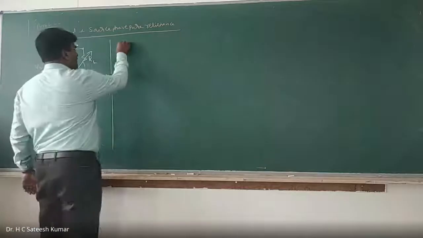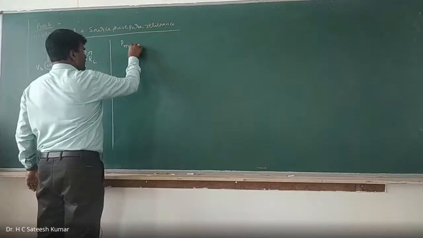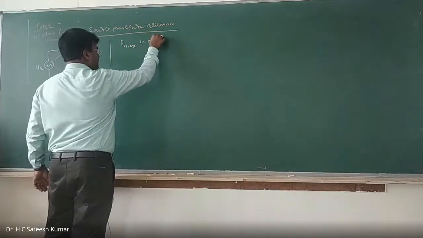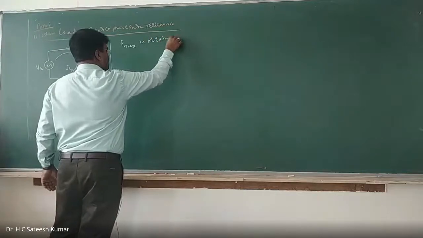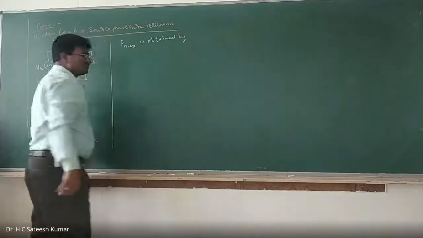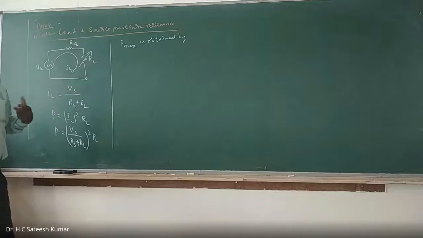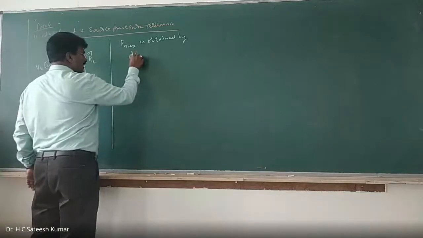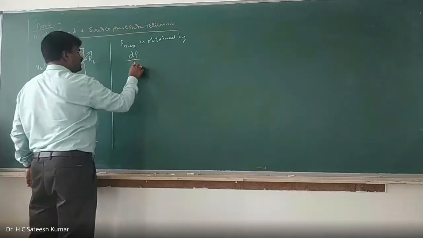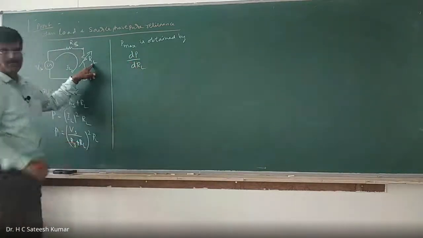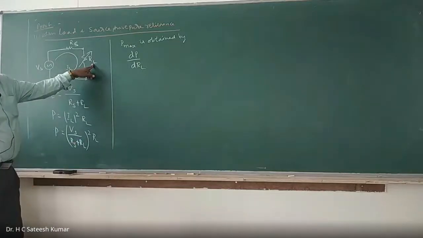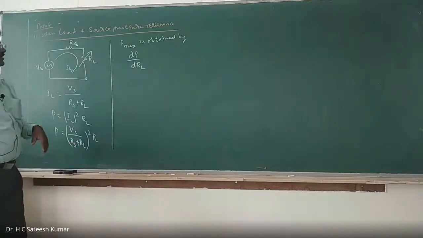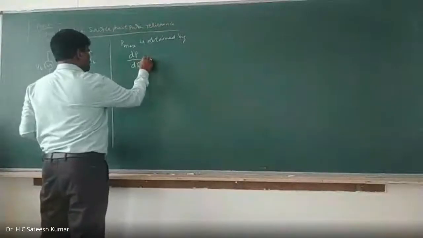Okay, P max is obtained by... we know that in mathematics, the maximum value of any equation is obtained by differentiating and equating to 0. So what do we have? dP by dRL. Since RL, the load resistance, is variable, we should vary RL such that maximum power will be transferred.